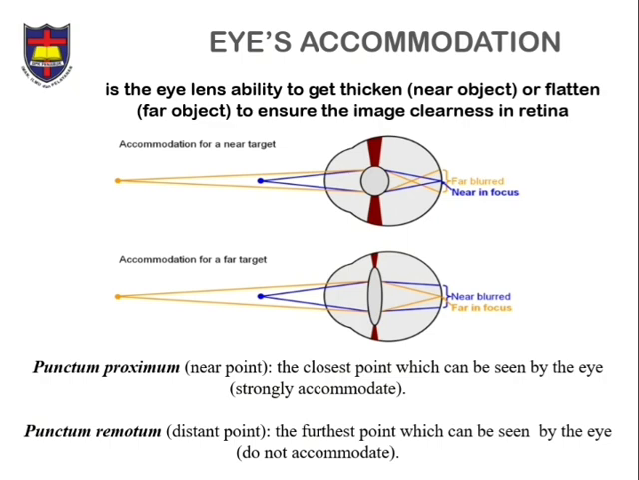There are two types of range vision. Number 1 is punctum proximum, or we call it near point. Punctum proximum is the closest point which can be seen by the eyes by strongly accommodating. Punctum remotum, or distance point, is the farthest point which can be seen by the eyes which do not accommodate.